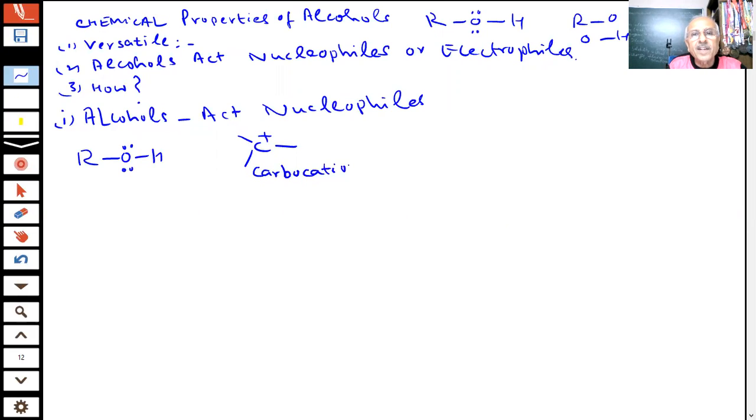In organic chemistry, student, here carbon is carrying a positive charge. Now this is in need of electrons. This is hungry for electrons. Therefore, now the oxygen can attack this carbon.